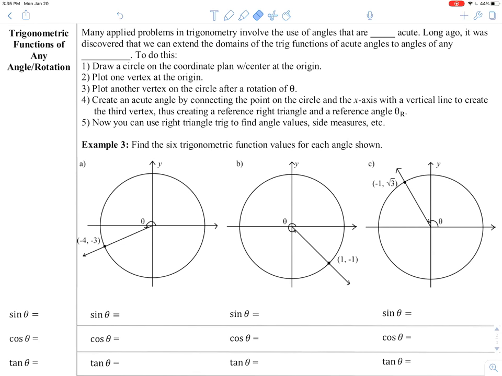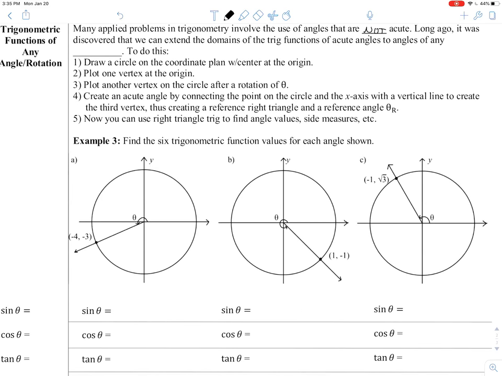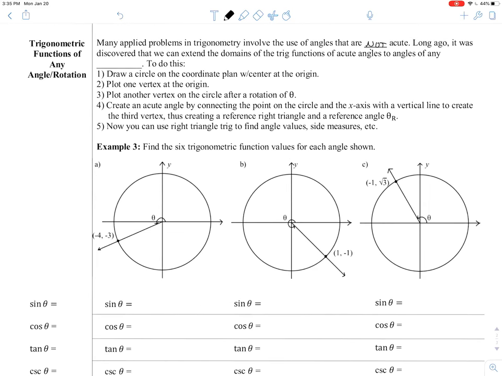Okay, so now how do we find the sine, cosine, tangent, etc., for angles that are beyond acute angles? Okay, so why would we even need to know that? Well, the fact is that sometimes you're working on angle rotations that are greater than 90 degrees, and you have to find some values. And so when we're working on applied problems in trig that involve the use of angles that are not acute, we have to know what to do.